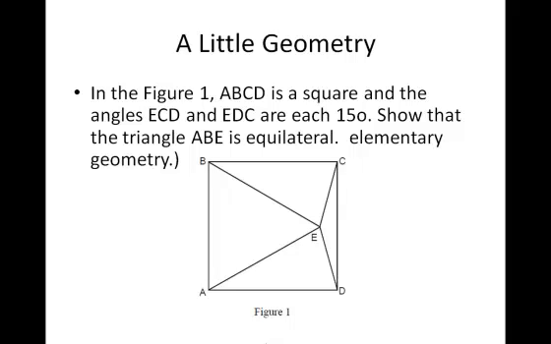How about a little geometry? Look at that figure there. It's a square. ABCD is a square. And we know that those two small angles, ECD and EDC, are each 15 degrees. Show that the triangle ABE is equilateral. This is a problem in elementary geometry, but it takes a little challenge to solve it.